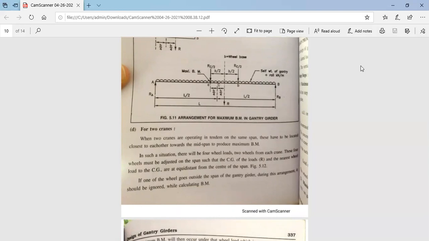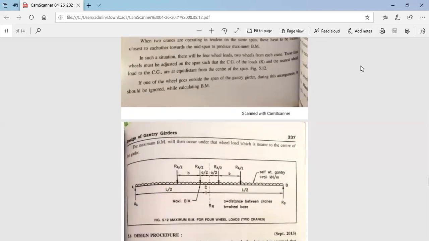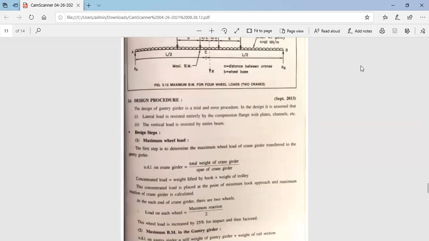So in such a situation, there will be four wheel loads, two wheels from each crane. These four wheels must be adjusted on a span such that the CG of the loads and the nearest wheel load to the CG are equidistant from the center of the span. If one of the wheels goes outside the span of the gantry girder during the arrangement, it should be ignored while calculating the bending moment. The maximum bending moment will then occur under the wheel load which is nearer to the center of the girder. Next is the design procedure, how we design the gantry girders.